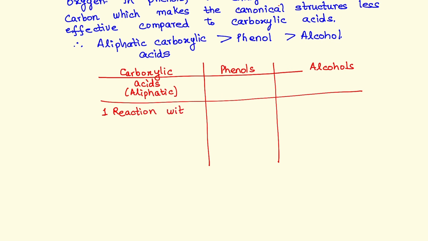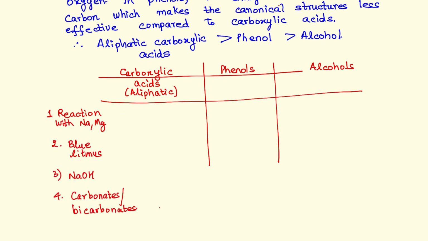Oh sorry, not here, you will have to make another column here. So, reaction with active metals, you can make something like this. So, reaction with active metals, effect on blue litmus paper, reaction with sodium hydroxide, and reaction with carbonates and bicarbonates, and keep on ticking over here. So, whether this shows the property: yes, yes, yes, yes.